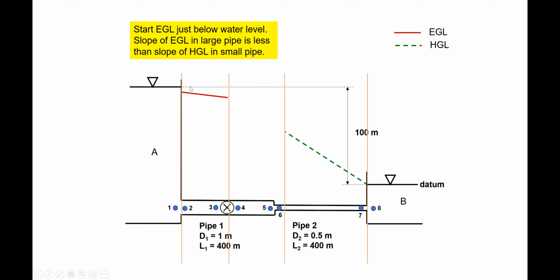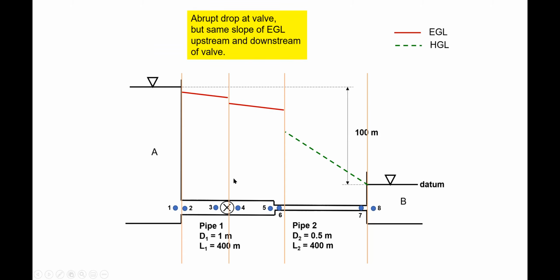Here's where our energy grade line and hydraulic grade line starts at the reservoir water surface elevation. We got a drop at the entrance, and then we have this mild slope until we get to this valve. Now we get another abrupt drop across that valve. We don't know what that value is, but we know it drops from that minor loss. And we maintain the same slope as before because we have the same discharge rate and the same diameter.